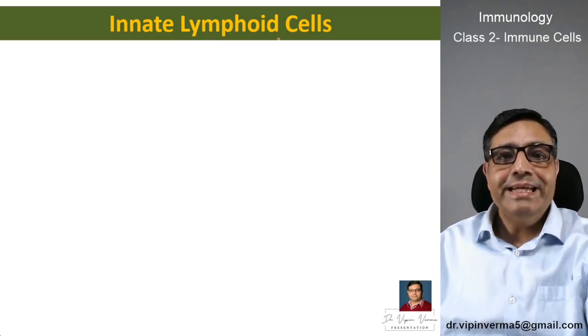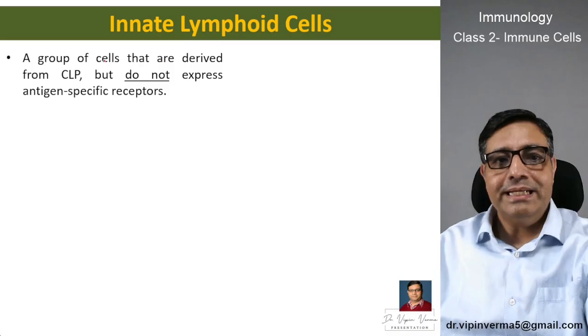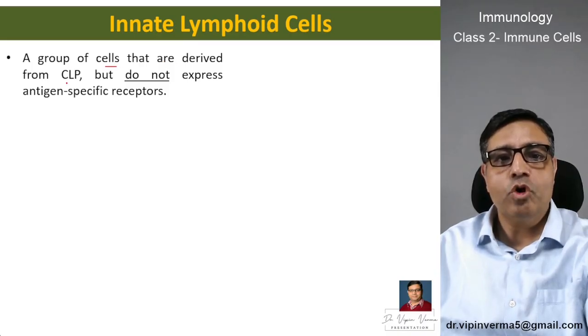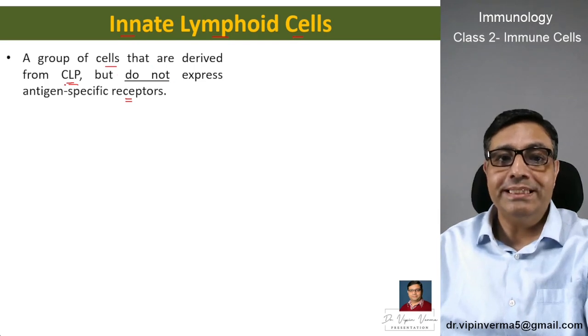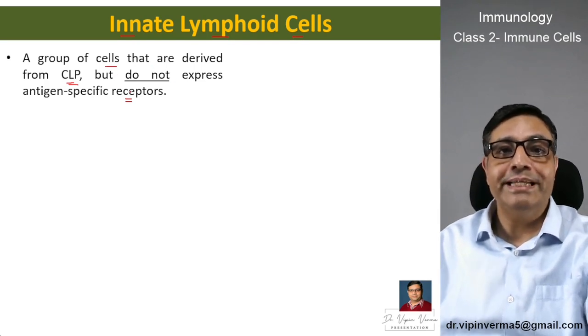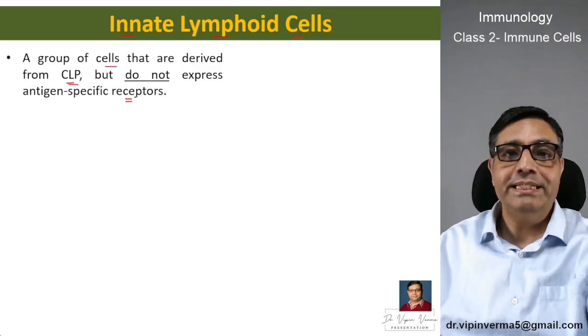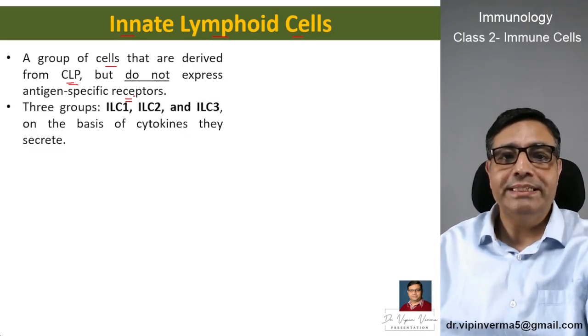Now we have the innate lymphoid cells, and these are a group of cells that are derived from common lymphoid progenitor but do not express antigen specific receptors. So that's why these are the innate lymphoid cells. Although they originate from the lymphoid progeny, they are not expressing the antigen specific receptors, like in the case of T lymphocytes and B lymphocytes.